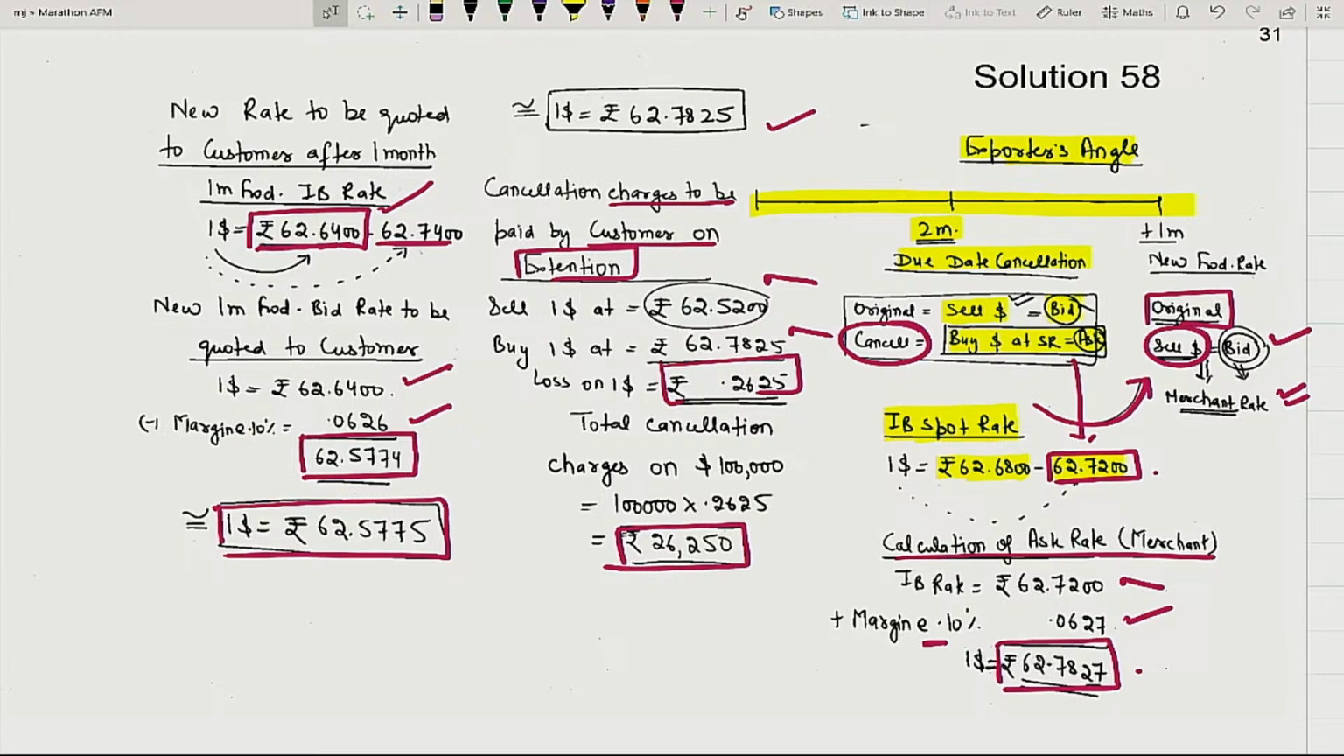Try to correlate the data points. The rest of the part you can make on your own. It is not tough. Just try to correlate the data points.